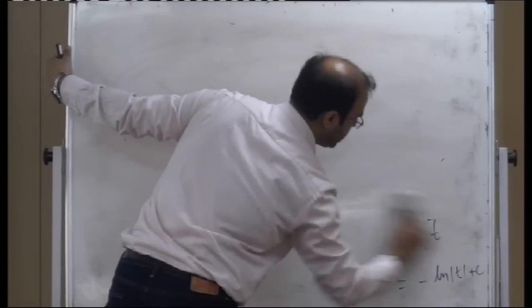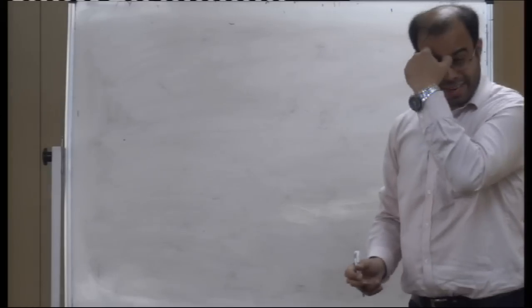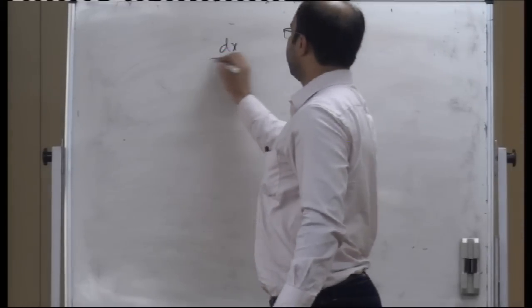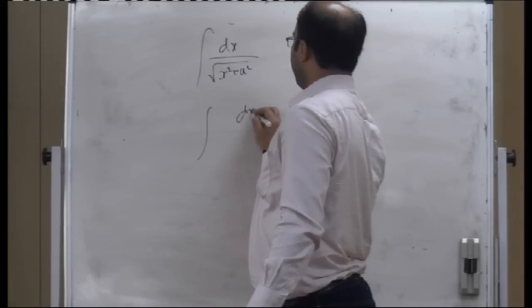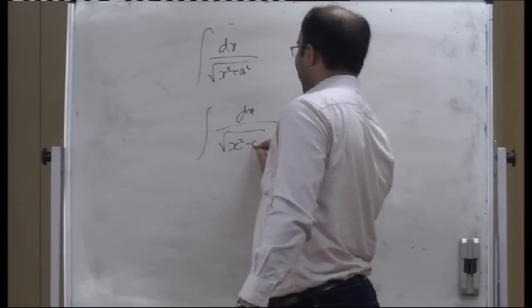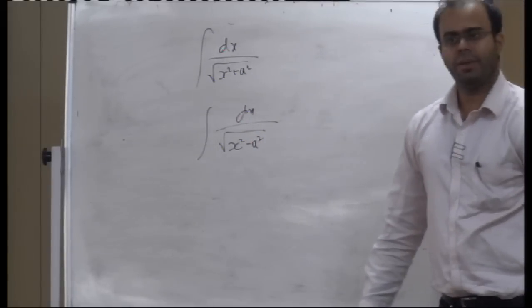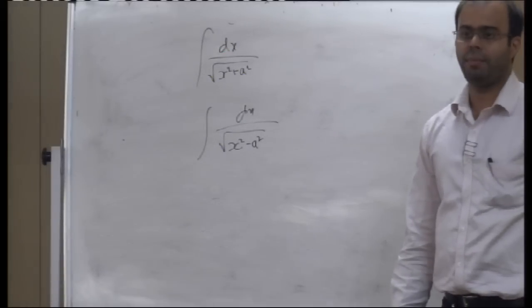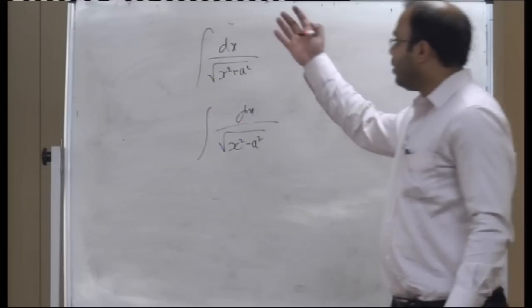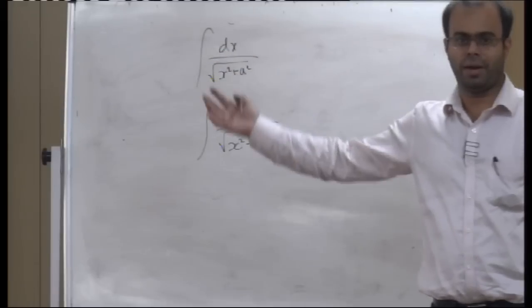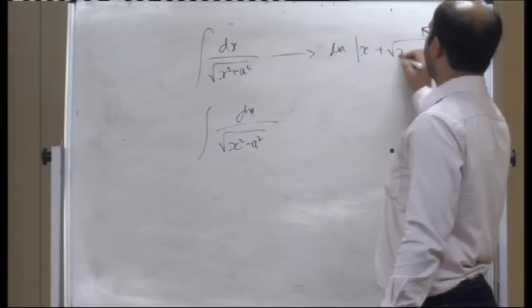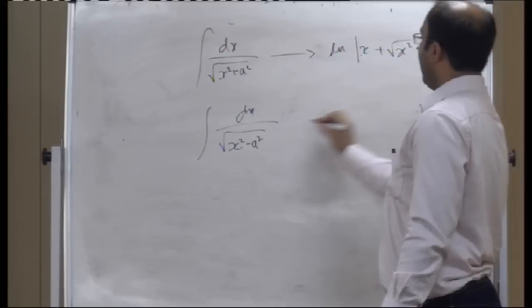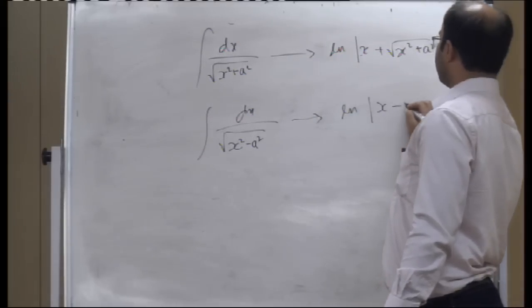Actually I am skipping the derivation of this part for the next class. As I said, integration dx by root over x square plus a square, or integration of dx by root over x square minus a square, this integration I am skipping for the next class when we will study integration by parts. Here it will be solved by integration by parts. This would be derived. The formula is log of mod of x plus root over x square plus a square plus c, and log of mod of x plus root over x square minus a square.